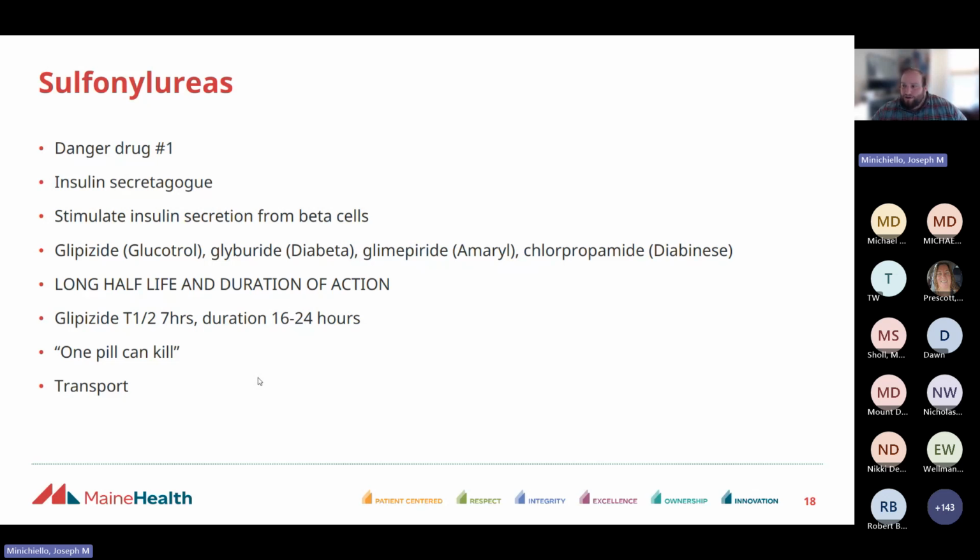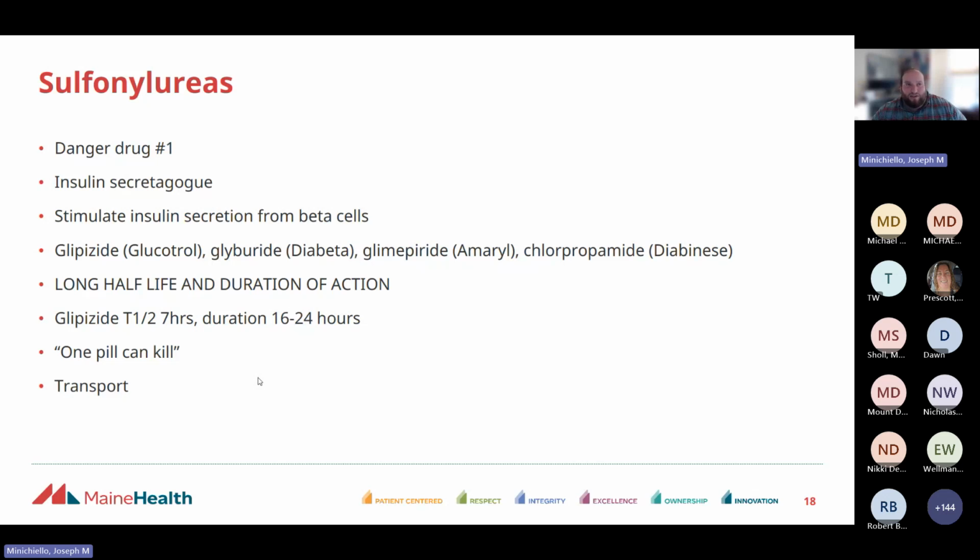The way sulfonylureas work is they stimulate insulin to be released from those beta cells. So this is not a medication that's going to be used to treat type 1 diabetes because the beta cells don't work. But for folks who have type 2 diabetes, we can give this medication that helps tell the pancreas, hey, release more insulin. A couple names here to be familiar with: glipizide and glyburide are the generics. Glucotrol and Diabeta are some of the brand names, or the two more common ones. Glimepiride and chlorpropamide are also available.